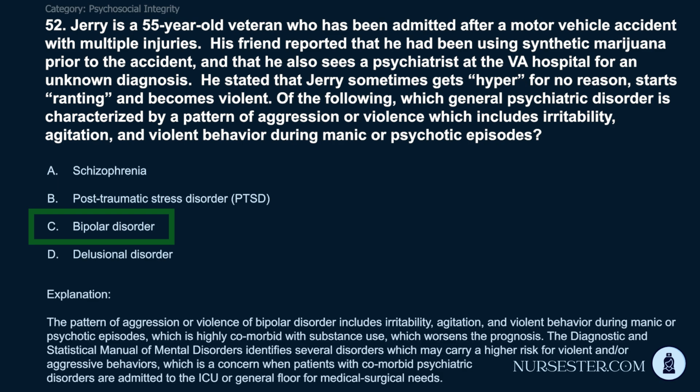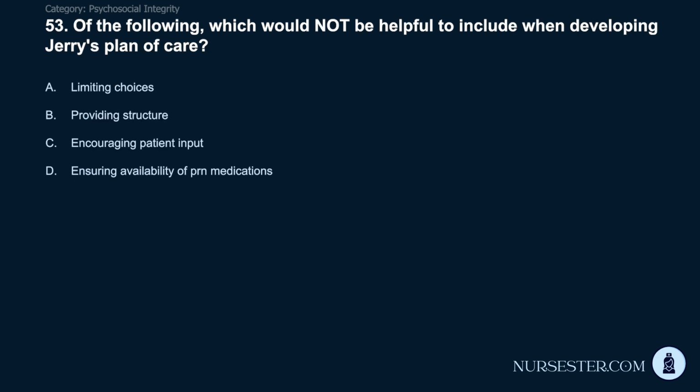The pattern of aggression or violence of bipolar disorder includes irritability, agitation, and violent behavior during manic or psychotic episodes, which is highly comorbid with substance use, which worsens the prognosis. The Diagnostic and Statistical Manual of Mental Disorders identifies several disorders which may carry a higher risk for violent and/or aggressive behaviors, which is a concern when patients with comorbid psychiatric disorders are admitted to the ICU or general floor for medical surgical needs.